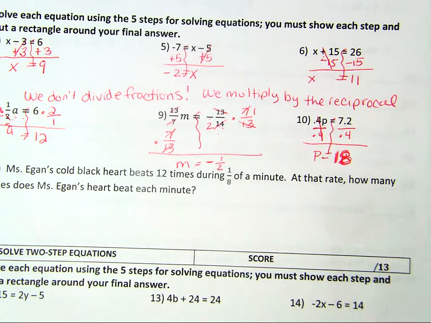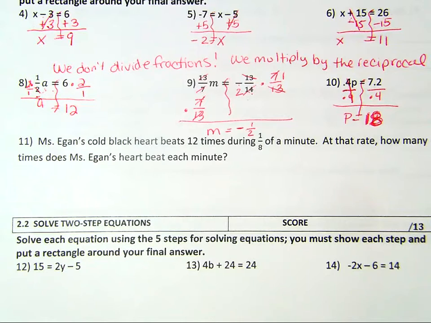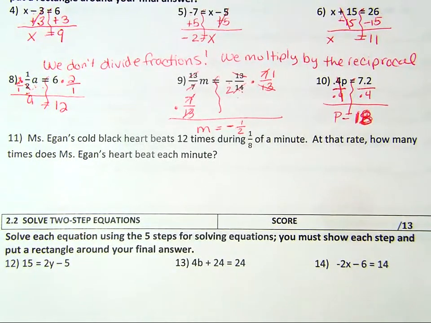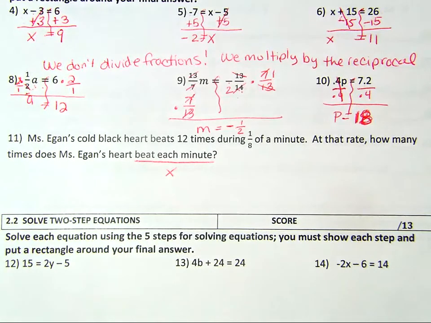All right, let's keep going. Miss Egan's cold black heart beats 12 times during 1/8 of a minute. At that rate, how many times does Miss Egan's heart beat each minute? So we want to know beats per minute. That's my X, beats per minute. That's the thing I don't know.